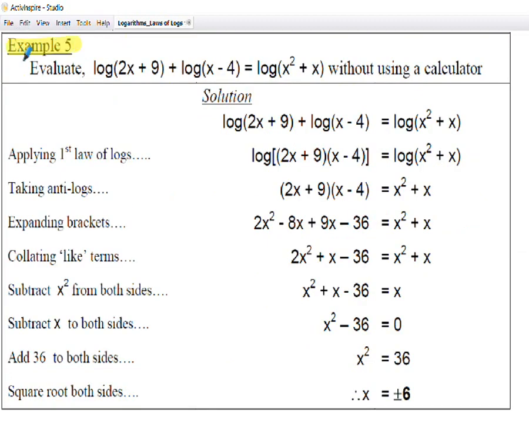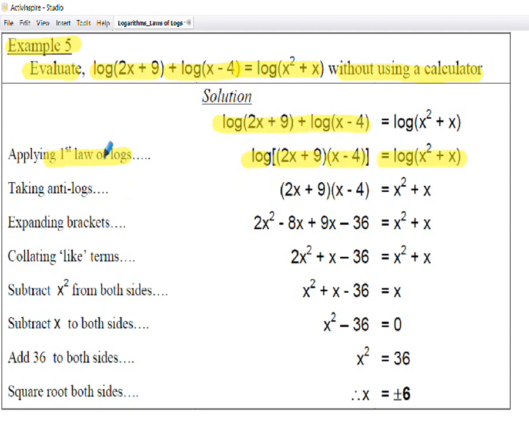Example 5 here, we're asked to evaluate log of 2x plus 9 plus log of x minus 4 equals log of x squared plus x without using a calculator. On the first line here, I basically have log of a plus log of b on the left hand side of the equation. So I'm going to apply the first law of logarithms and bring those two brackets together. So I have log of a times b from the first law, so log of 2x plus 9 times x minus 4. The right hand side remains the same.